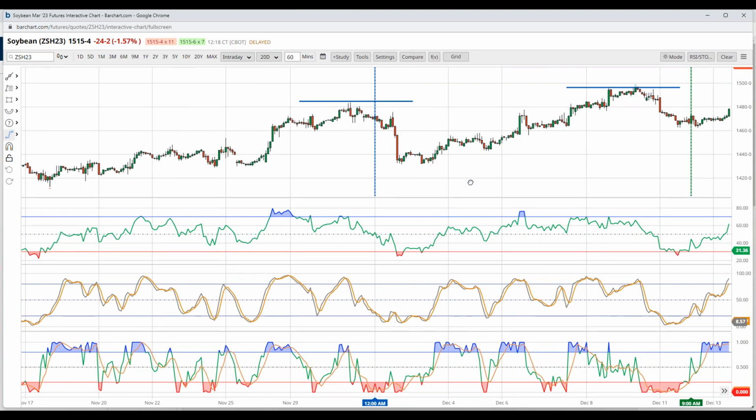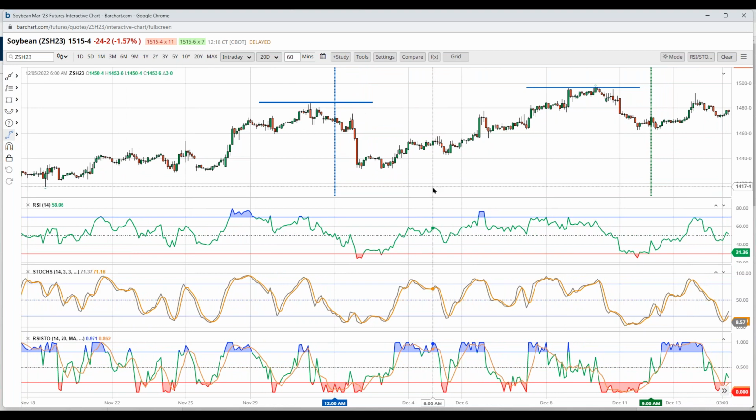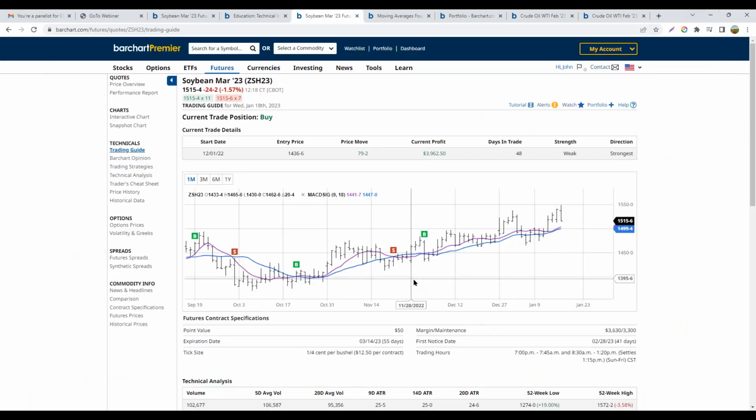So what's the next thing we can do? Well, we could delay our entry until we get a greater confirmation. Now let's go back to our futures trading guide. So now I'm looking at this chart and I'm saying, hey, you know what? I like the idea of going long soybeans, but maybe I want to wait until price recaptures my moving averages. Wait until it gets above that. And that happened on December 6th.